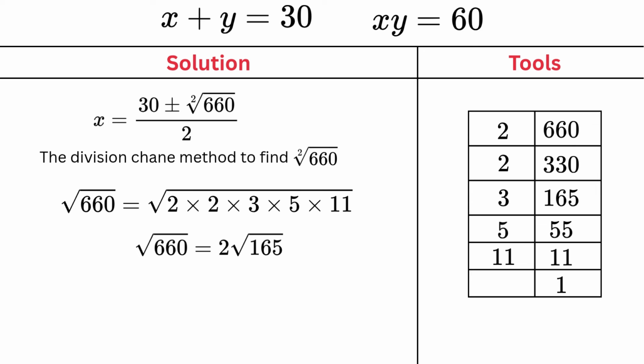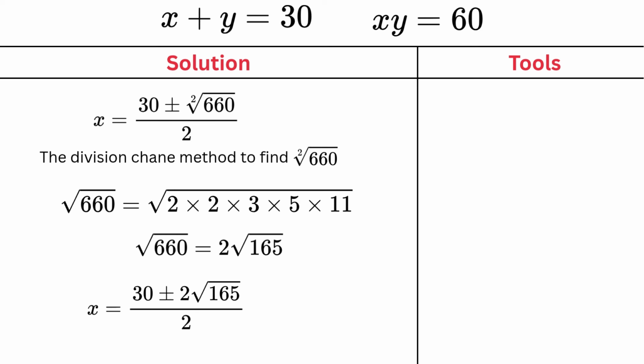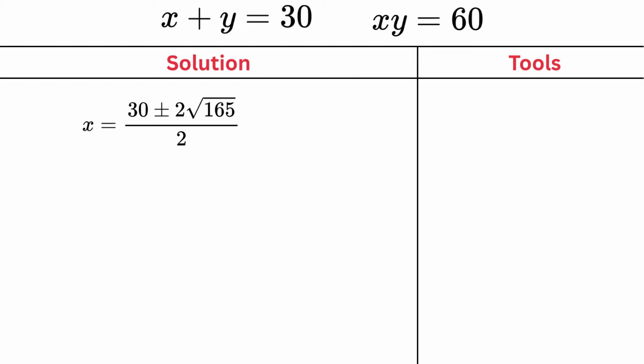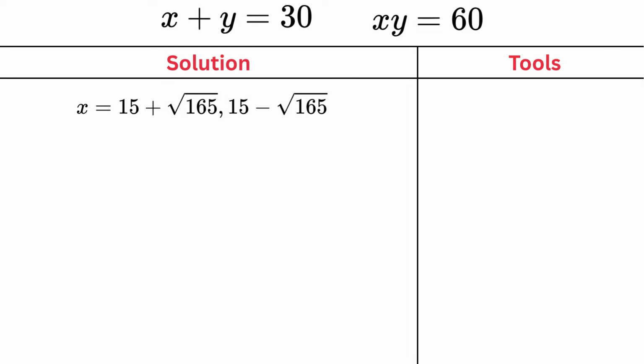Now we substitute this back into the quadratic formula. So x becomes 30 plus or minus 2 square root of 165 all over 2. Then we divide both the 30 and the 2 square root of 165 by 2. So x becomes 15 plus square root of 165, or x becomes 15 minus square root of 165. From here, we get two values of x because of the plus or minus sign.